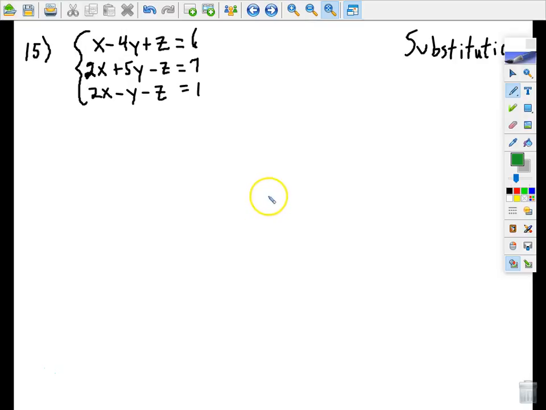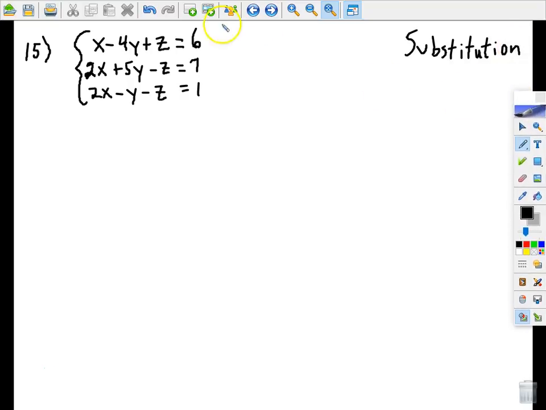Okay, so we did an elimination. Now let's do a substitution. I think some of my work got erased here. That should be a 6. Okay, now we're good. So with substitution, we are trying to solve for a variable and then replace that variable in the other two equations.